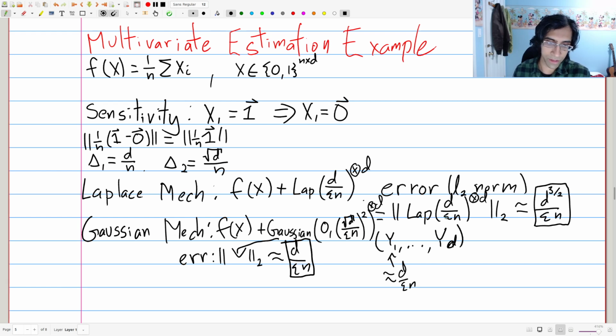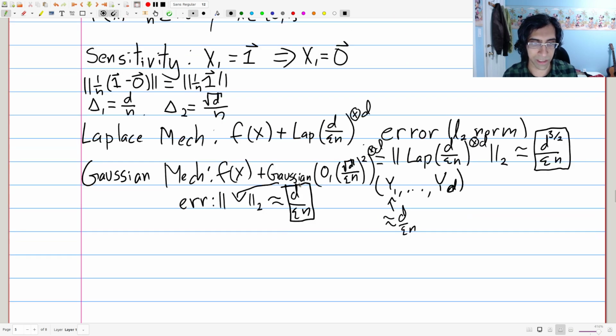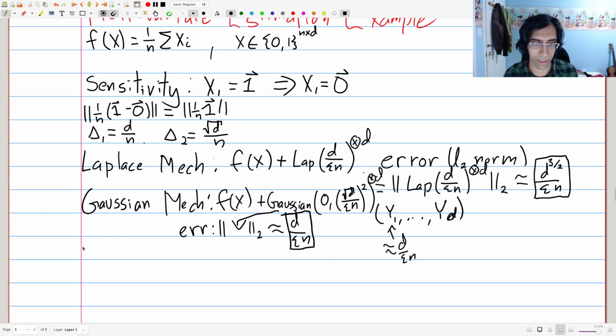This will give us a strong guarantee of pure differential privacy. On the other hand, if we wanted to do approximate differential privacy, then we'd have a weaker privacy guarantee, but you can see that we have less L2 error, which is approximately d over epsilon n. So you have to choose which one you really need: how strong a privacy guarantee you want. If you're okay with a weaker privacy guarantee, especially in higher dimensional settings, it could be better to use the Gaussian mechanism.